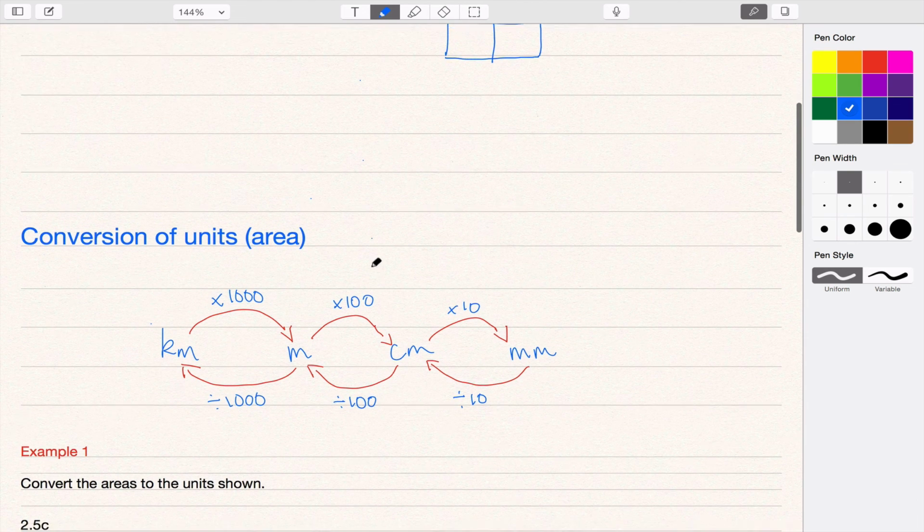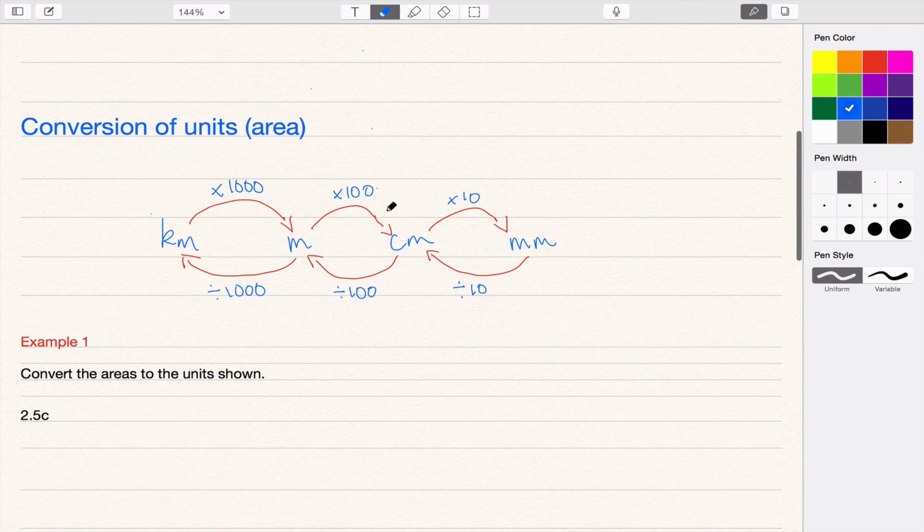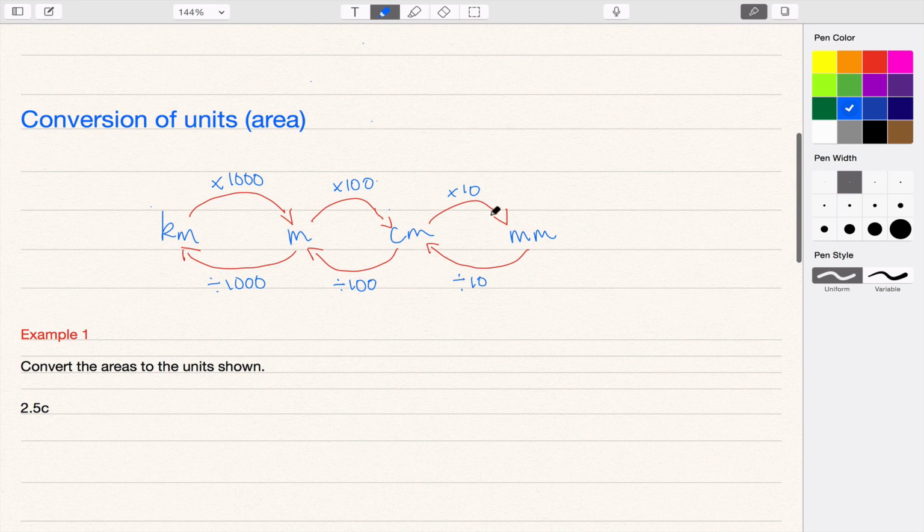Now looking at converting units of area, you might remember our conversion table from converting units of length, and I've copied it here for you again. Going this direction, from kilometers to meters, we times by 1,000, or 100, or by 10, and going back this direction is dividing. I've written it this way so it can help you remember the table, and you don't need to memorize 3 or 4 different tables, you can just look at the difference between them.